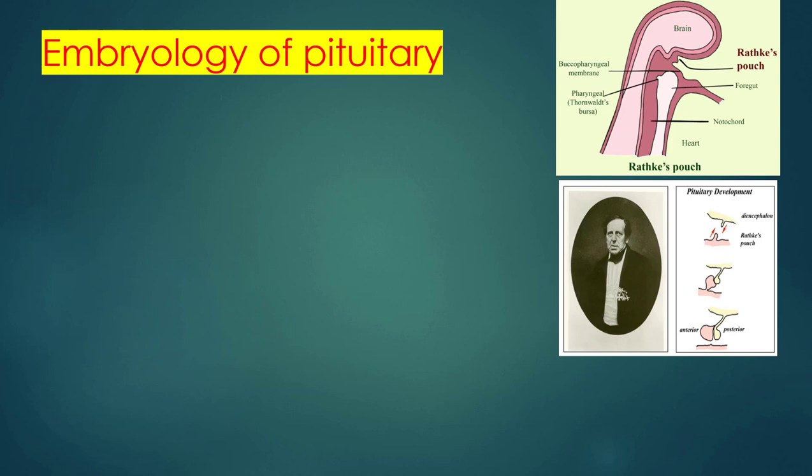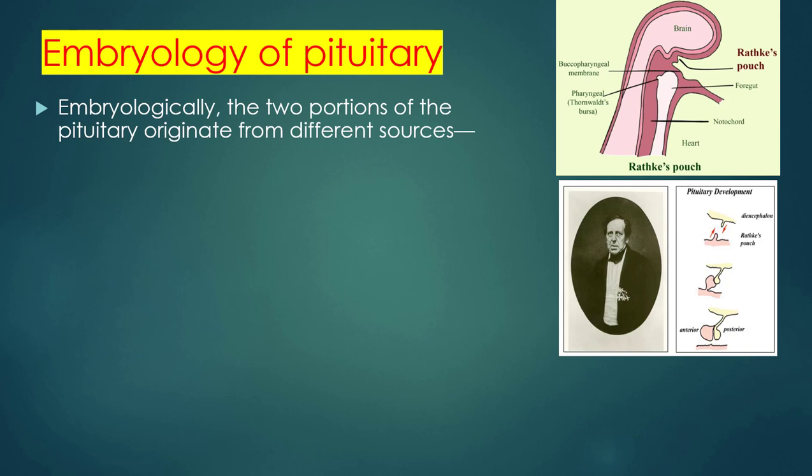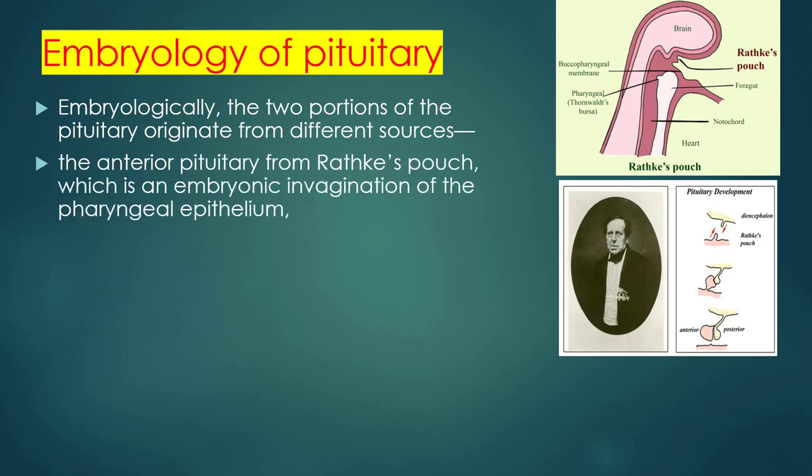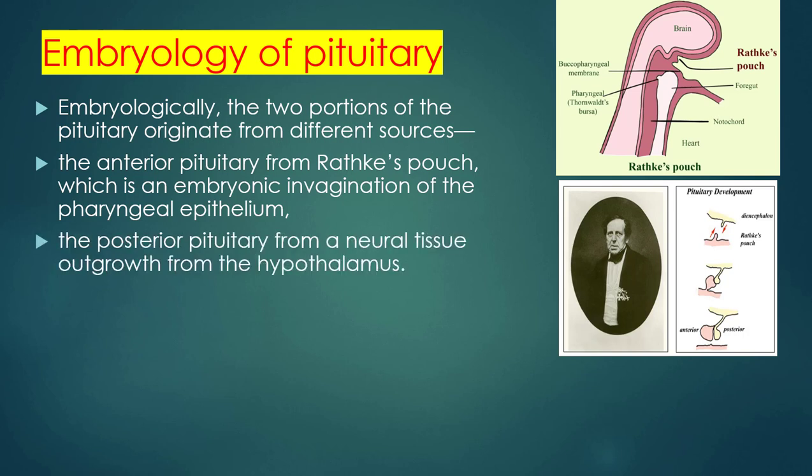Embryology of the pituitary gland. Embryologically, the two portions of the pituitary originate from different sources. The anterior pituitary arises from Rathke's pouch, which is an embryonic invagination of the pharyngeal epithelium. This is Rathke's pouch, and this is the pharyngeal pouch. He discovered this pouch from which the anterior pituitary portion arises.